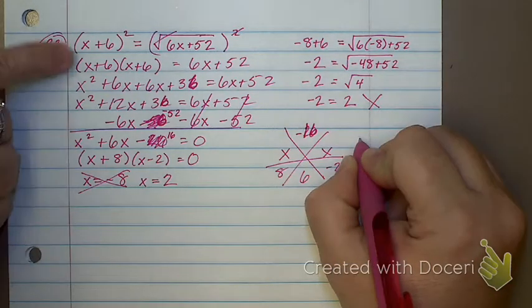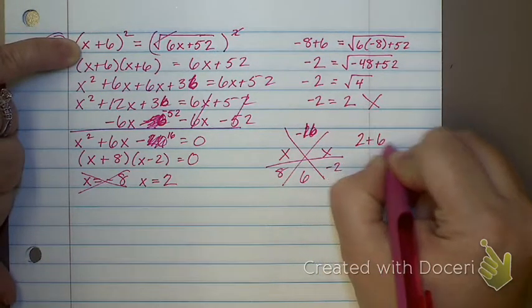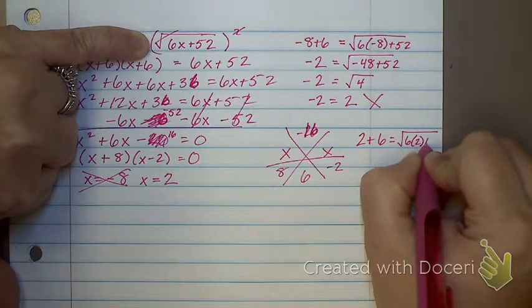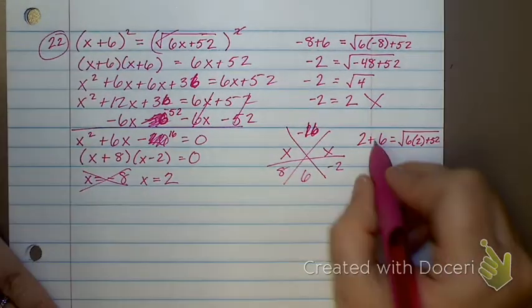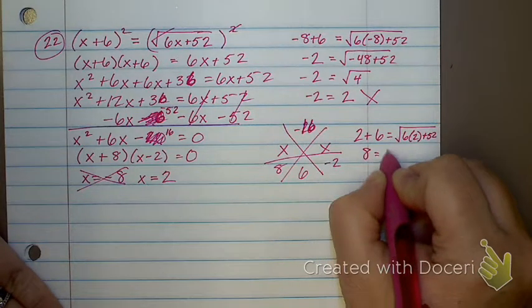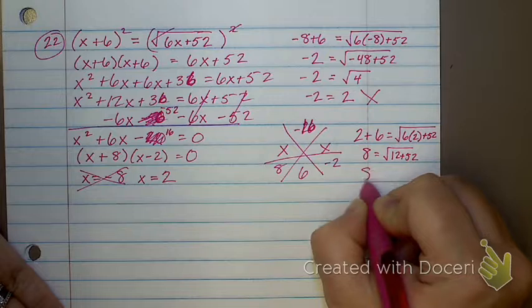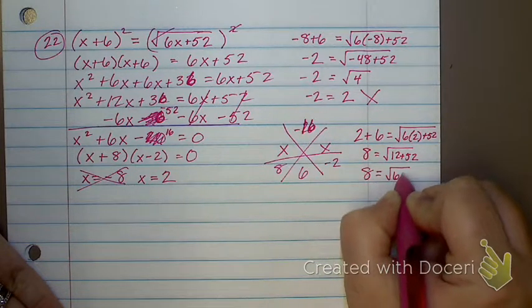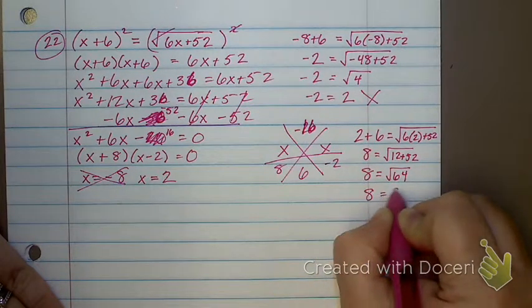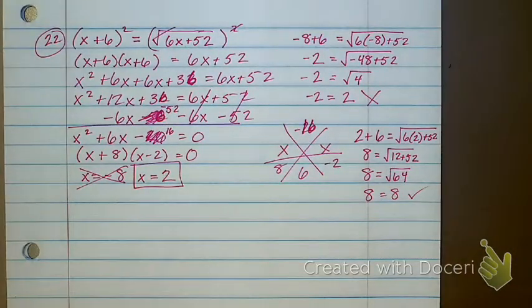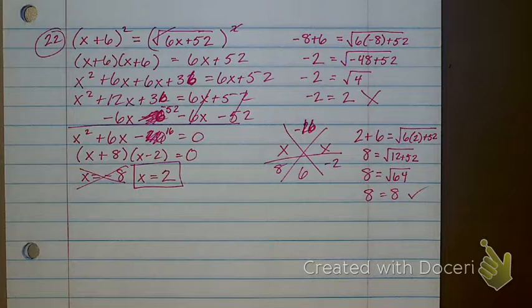Let's try 2. Does 2 plus 6 equal the square root of 6 times 2 plus 52? Well, 2 plus 6 is 8. Over here, 6 times 2 is 12 plus 52. 12 plus 52 is 64, and the square root of 64 is 8. That one does check out. So 2 is my only good answer. Okay, again, sorry about that misstep. 6 times 6 is 36.